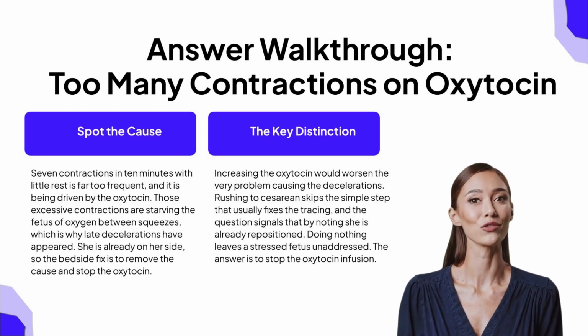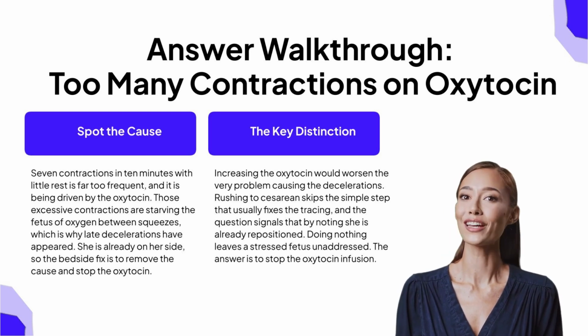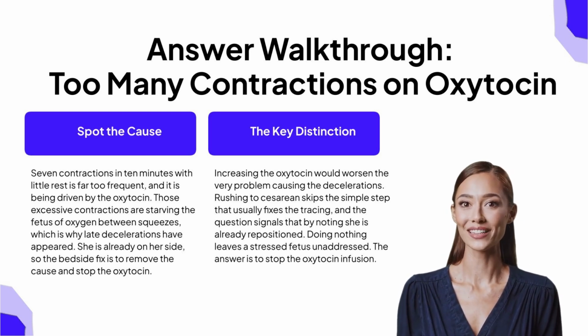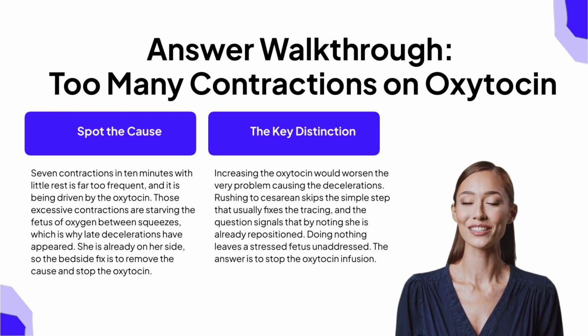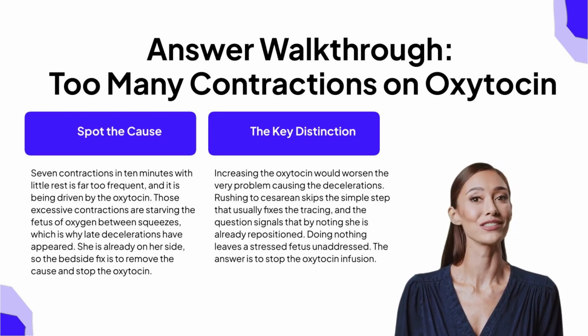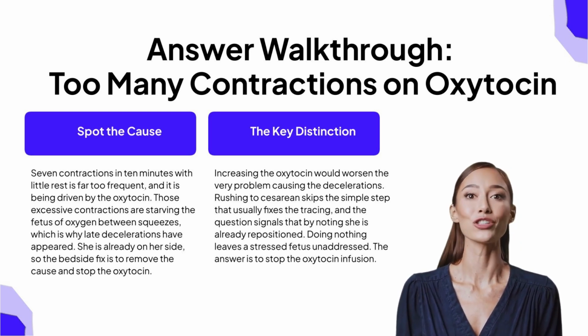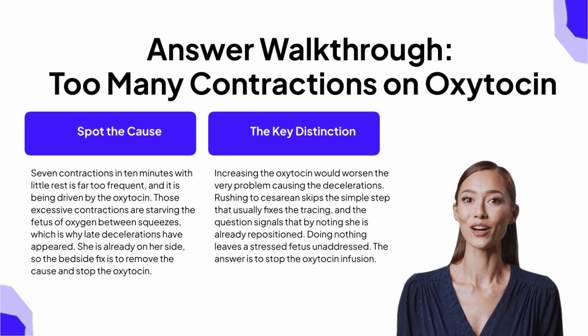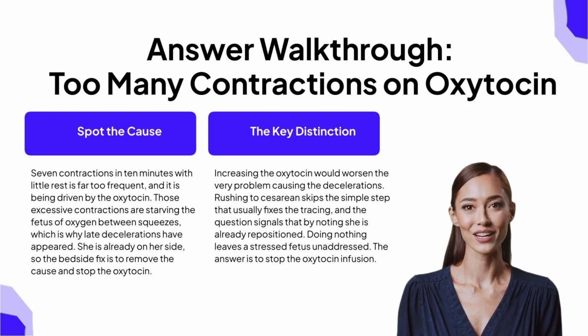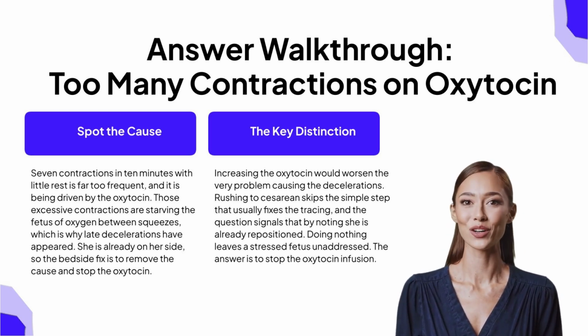Now the key distinction between the options. The stem already tells you she is positioned on her side, so the next logical bedside step is simply to remove the cause by stopping the oxytocin. Increasing the oxytocin would worsen the very problem that is producing the decelerations, so that choice is clearly wrong. Rushing straight to a cesarean skips the simple, effective step that usually resolves the tracing, and the question hints at this by telling you she has already been repositioned. Taking no action leaves a stressed fetus unaddressed and is unsafe. The correct answer is to stop the oxytocin infusion. This is the single most common oxytocin scenario you will see, so make it automatic.